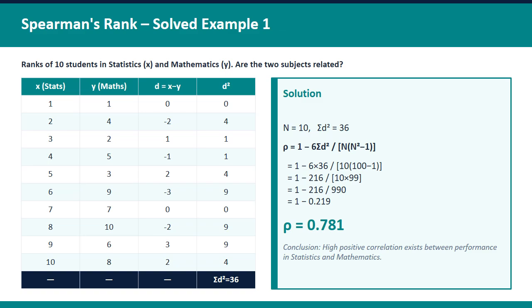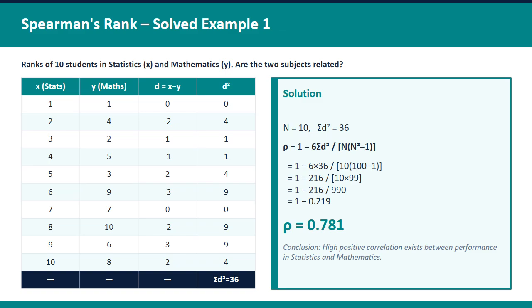Now let us move on to a problem based on Spearman's rank correlation. Ranks of 10 students in statistics and mathematics are given. So the question is, are the two subjects related? Here they have given statistics ranks as X and mathematics ranks as Y. In the question itself, they have given the ranks, so our only duty is to find the difference between the ranks, that is X minus Y. After finding the difference, we find d square, that is the square of the difference, and then the summation of d square. In this question, summation of d square is equal to 36 and the value of n is 10.